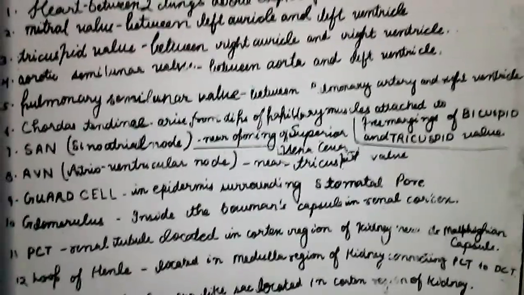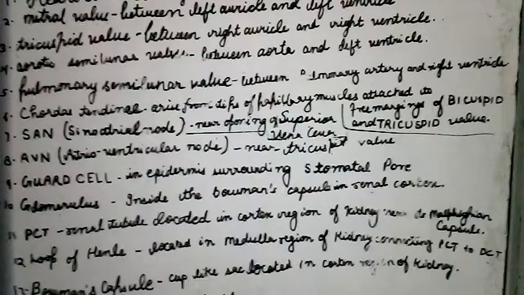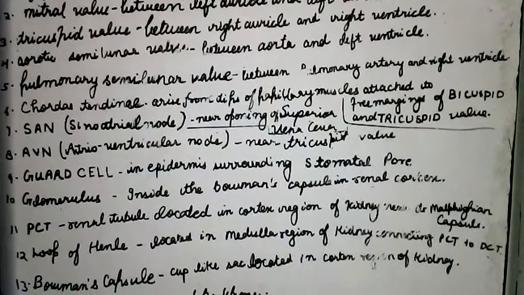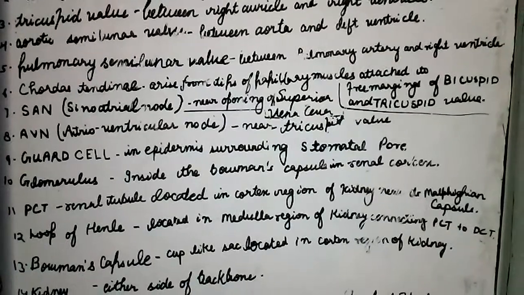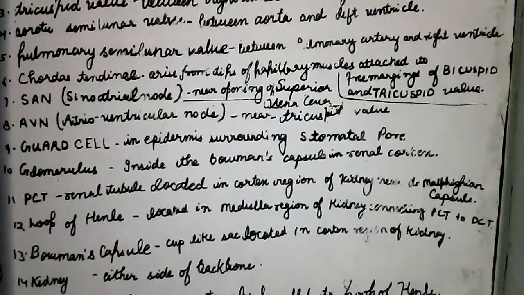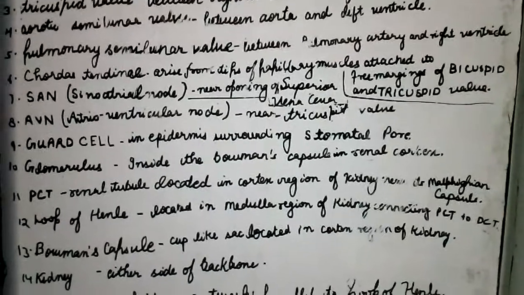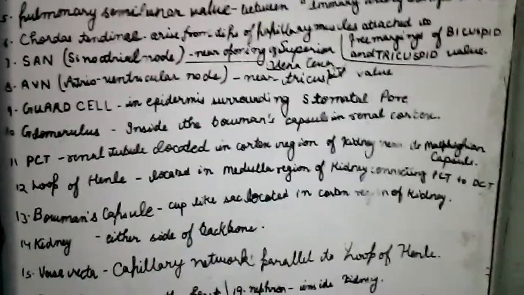Moving ahead, 7th question, sinoatrial node. It is present near the opening of superior vena cava. 8th question, atrioventricular node, a node which is present near the tricuspid valve. 9th question, guard cell. I have forgotten to mention guard cell in the previous video, so I am mentioning it here. Guard cell is basically the part of stomata. It is present in the epidermis surrounding the stomatal pore, or you can also call it stoma.